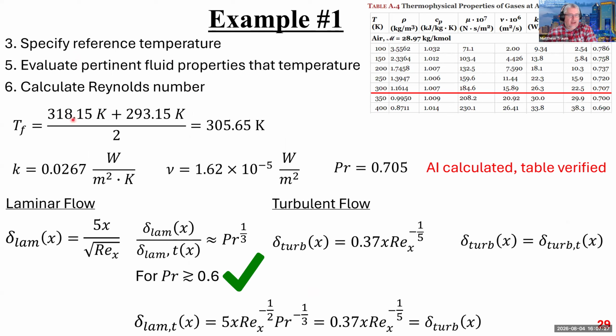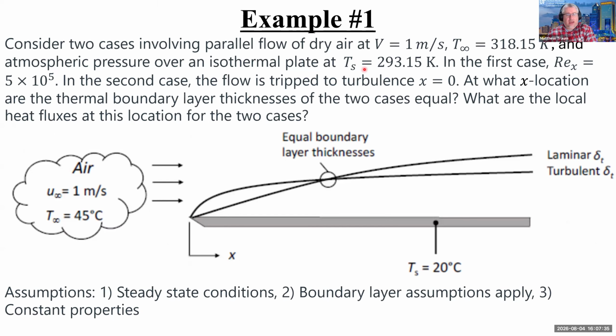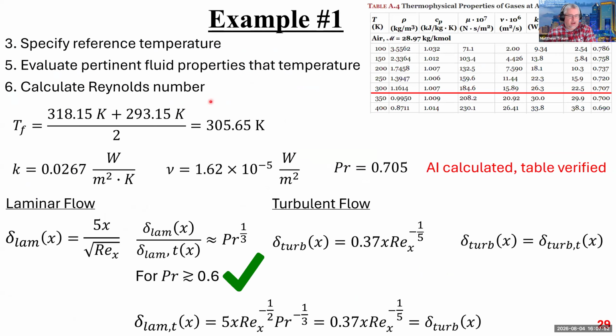So we know that the plate is at 318 Kelvin and the free stream is at 293 Kelvin. Oh, no, no, no, no. I got it backwards. Sorry. The air is hot, right? So this is a situation where the plate is actually colder than the air. Doesn't matter. The film temperature is the same either way. So I'm going to take 318 and 293, add them together, and divide by two. That's the average. So 305.